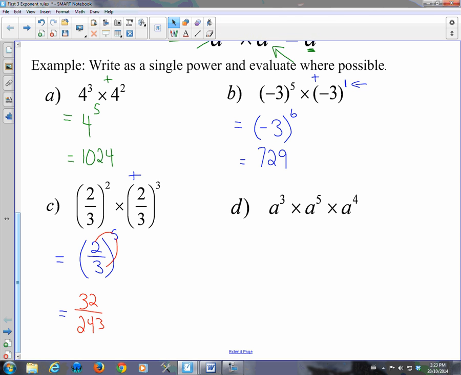Last one. If I have a variable or a letter, as long as the letter is all the same, when I'm multiplying, I keep the same letter and I add up all my exponents. So 3 plus 5 is 8, plus 4 is 12. So I have a to the exponent 12. And because I don't have a number for the base, that's it. I can't calculate an answer. So there's your first exponent rule review. When you're multiplying with the same base, keep the base, add the exponents, and then evaluate.